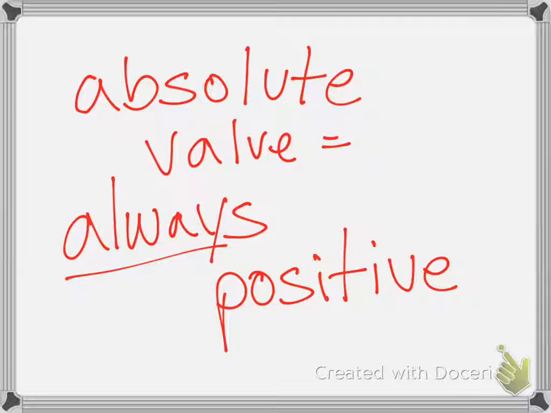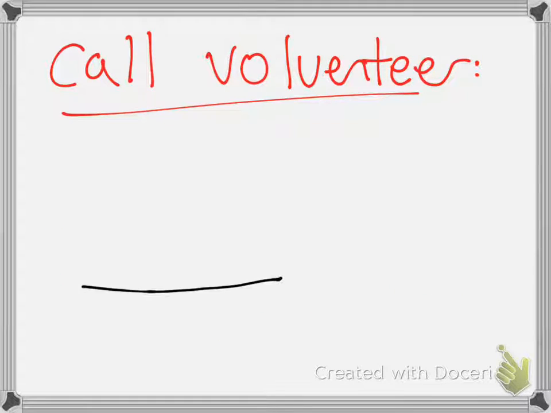It might help to write that. You don't necessarily have to. But absolute value is always positive. And that's because distance is always positive. So I got Oswaldo as our volunteer.